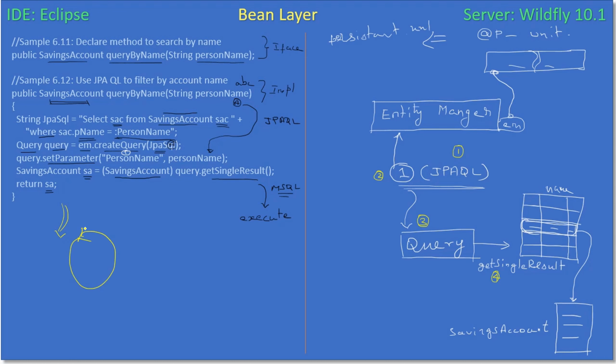So the servlet will receive this savings account, just like how we performed the search by ID in our previous video. The same way the servlet will receive a single savings account.